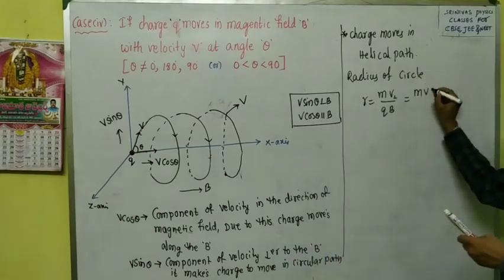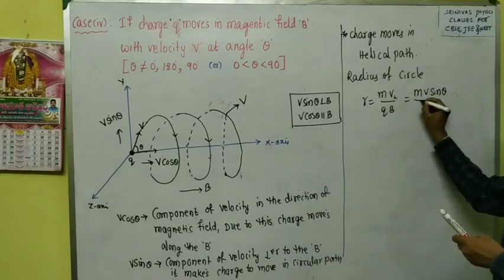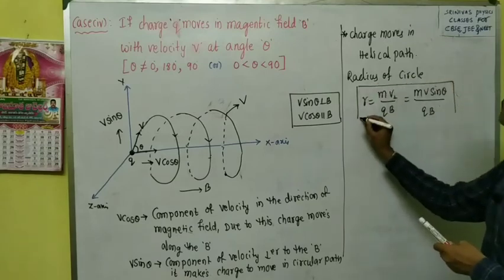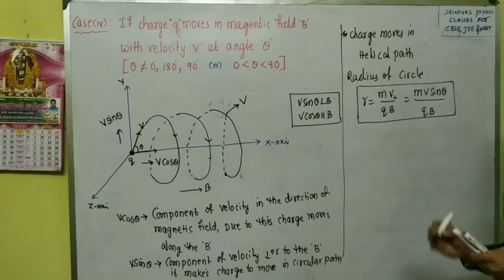And now we write the perpendicular component. Due to the perpendicular component, the charge will move in a circular path. That's why we write here that the radius formula is mv sin theta by qB.